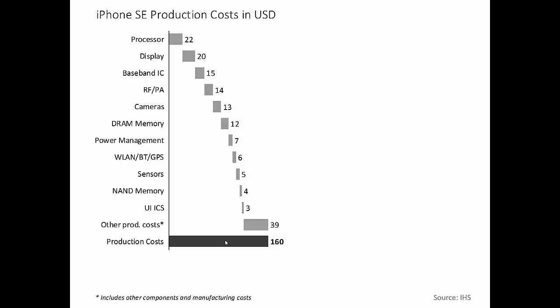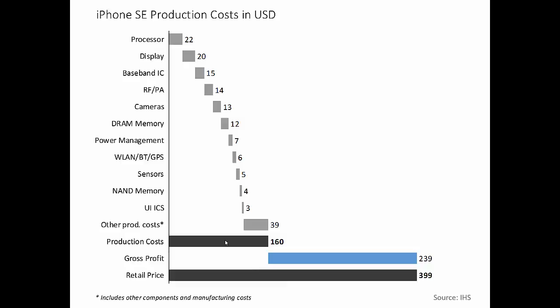More interesting is also the comparison. Okay, these are now the production costs, but what about the price of this phone, right? So we continue the waterfall and display the retail price here at the end. In the middle, of course, we have the gross profit.